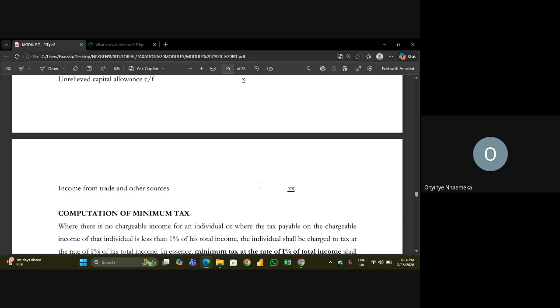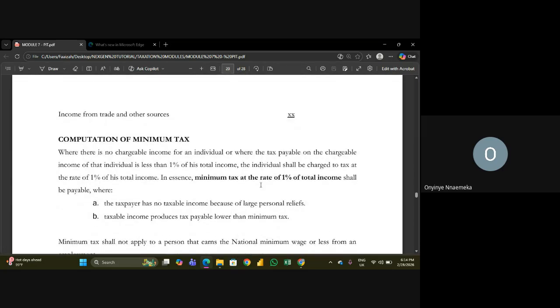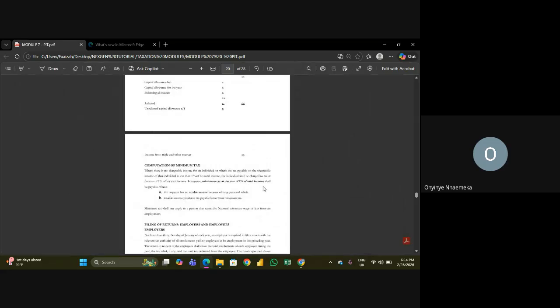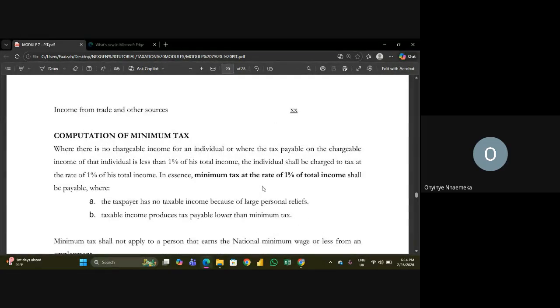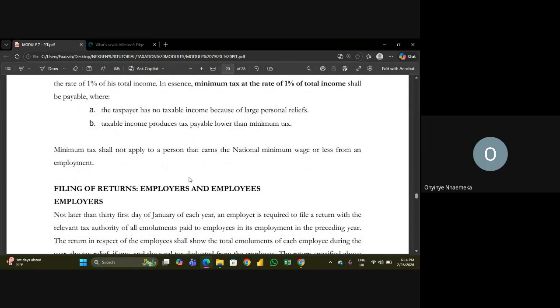Now, minimum tax for individuals. Minimum tax for an individual is 1% of his total income. So when will you pay minimum tax? When you have no taxable income because of large personal relief, or when your tax payable is lower than minimum tax. These are the two scenarios in which you are going to pay minimum tax. But minimum tax does not apply to persons that earn minimum wage or less. I think minimum wage now is 77K. So if you are earning 77K or less, you're not expected to pay minimum tax.